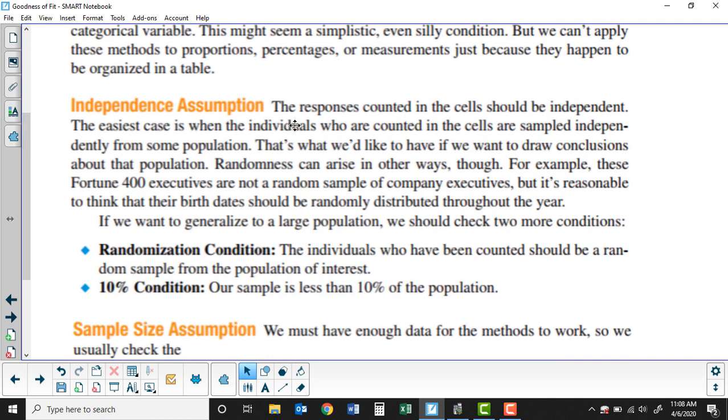This data must be independent. It says the responses counted in the cells should be independent. So these Fortune 500 executives are not necessarily a random sample, but it's reasonable to think that their birth dates could be randomly distributed throughout the year. So it says the individuals who have been counted should be a random sample from the population of interest, and our sample is less than 10% of the population.